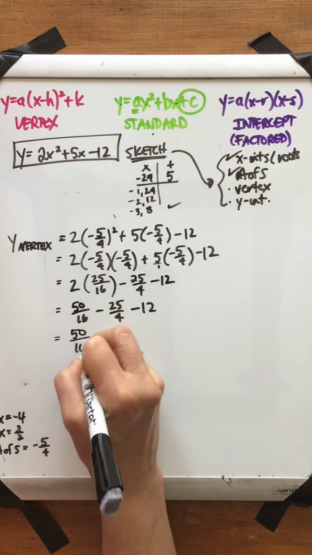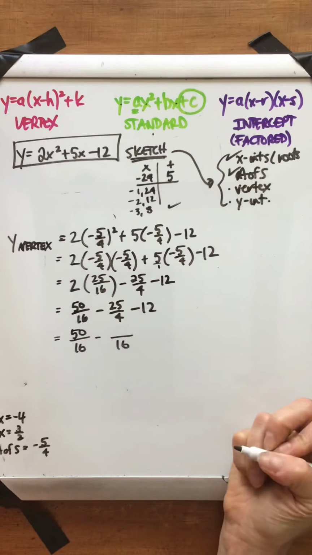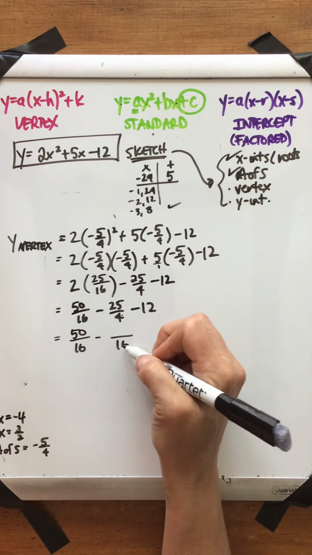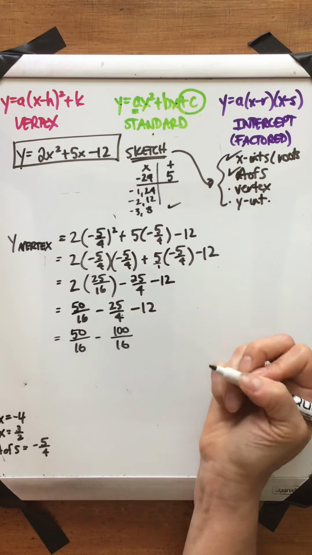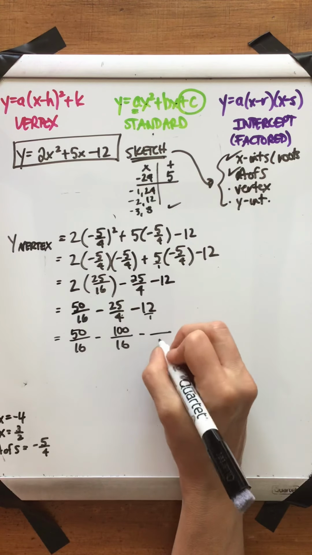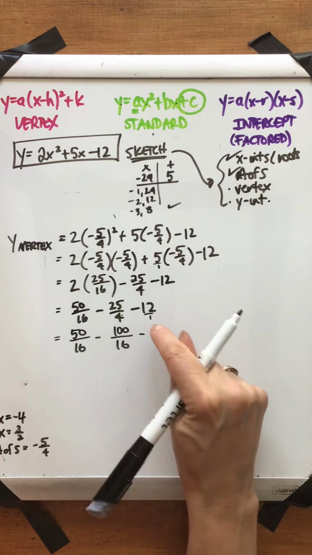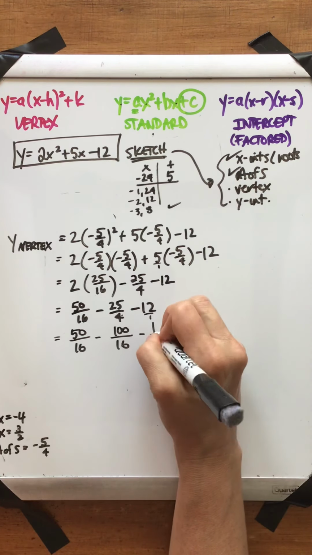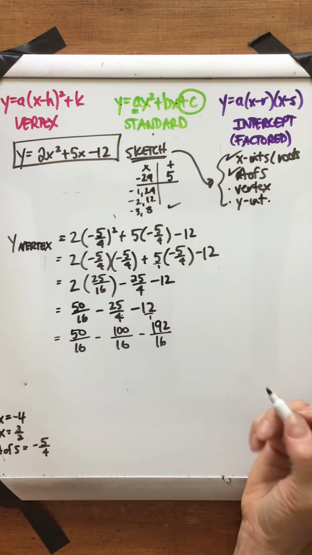So in order to make this one into sixteenths, I would have to multiply the denominator by 4. And whatever I do at the bottom, I have to do the top. So this becomes 100. And then similarly here, this is 12 over 1. If I want it to be sixteenths, I have to multiply the denominator by 16. So let's multiply the numerator by 16 as well and make 192.